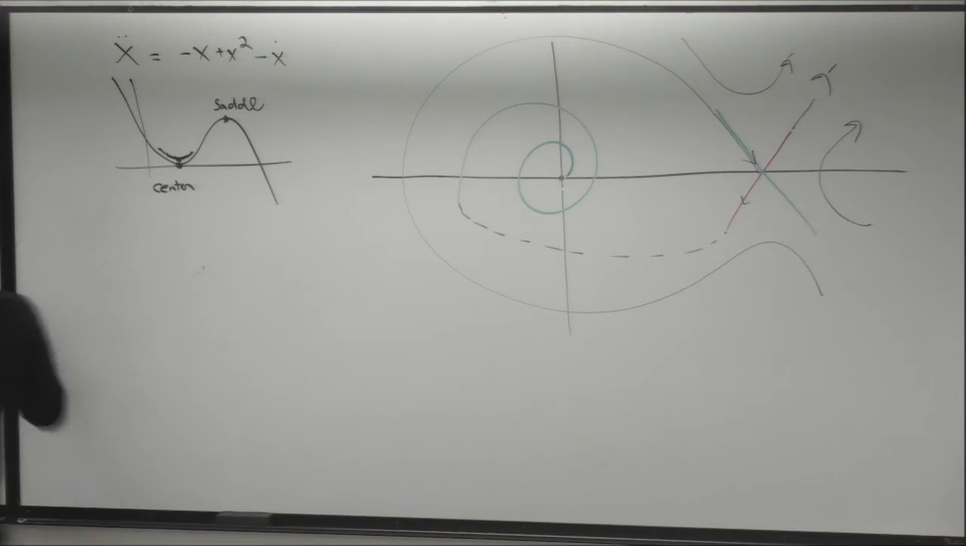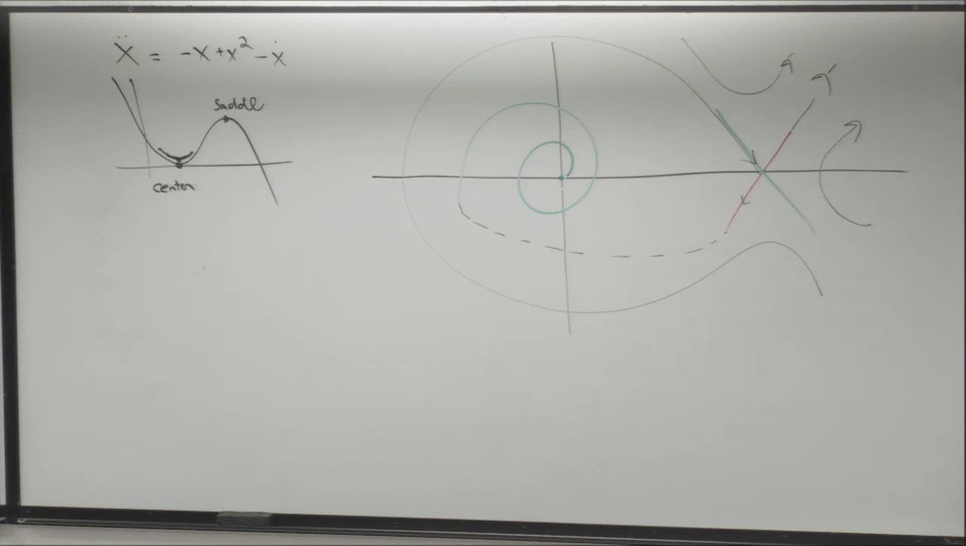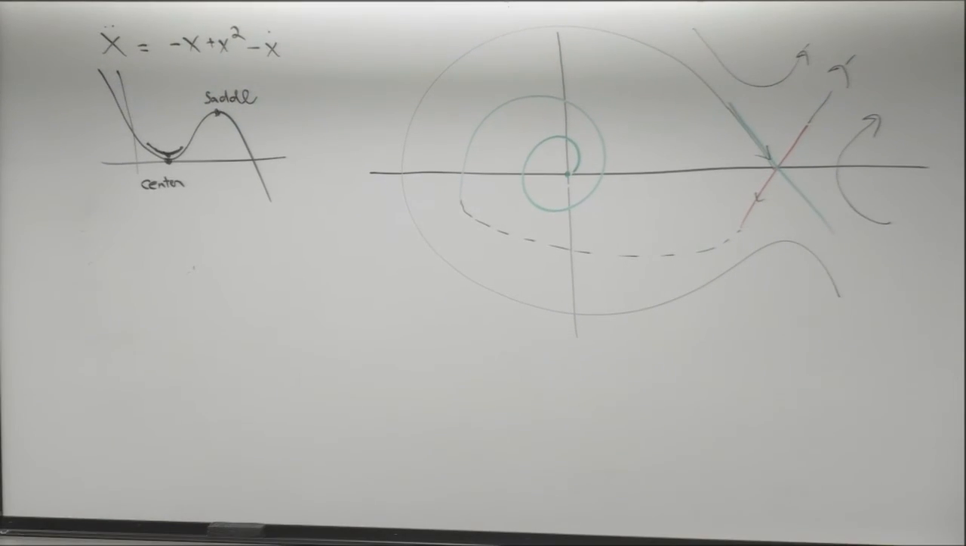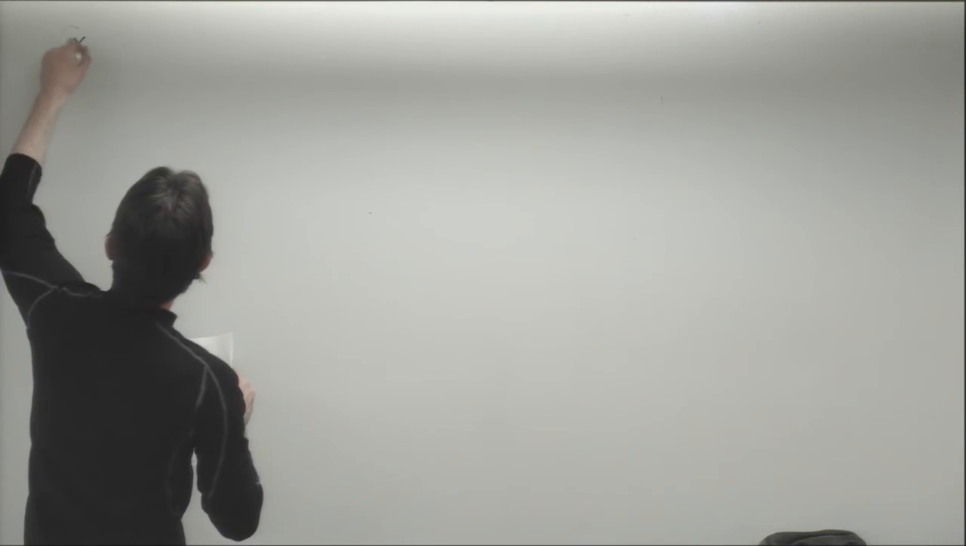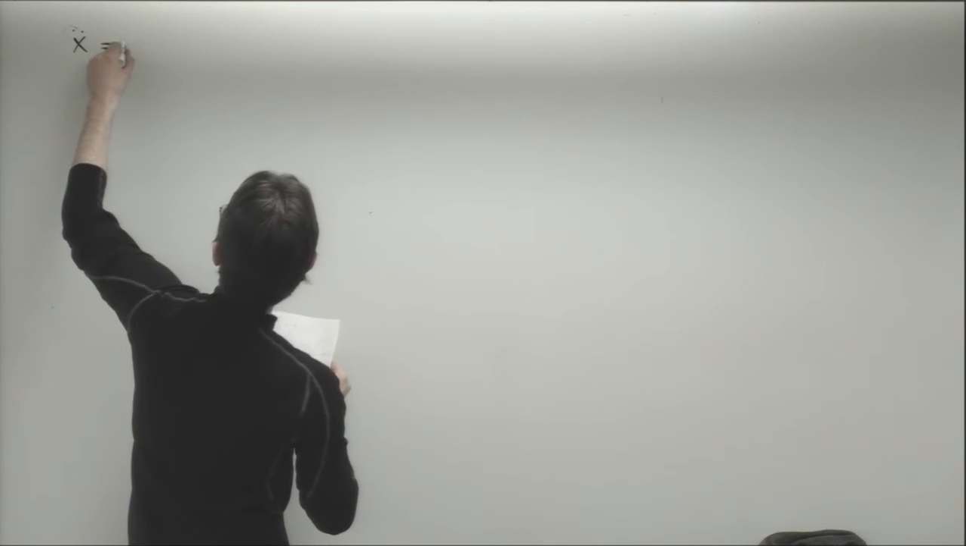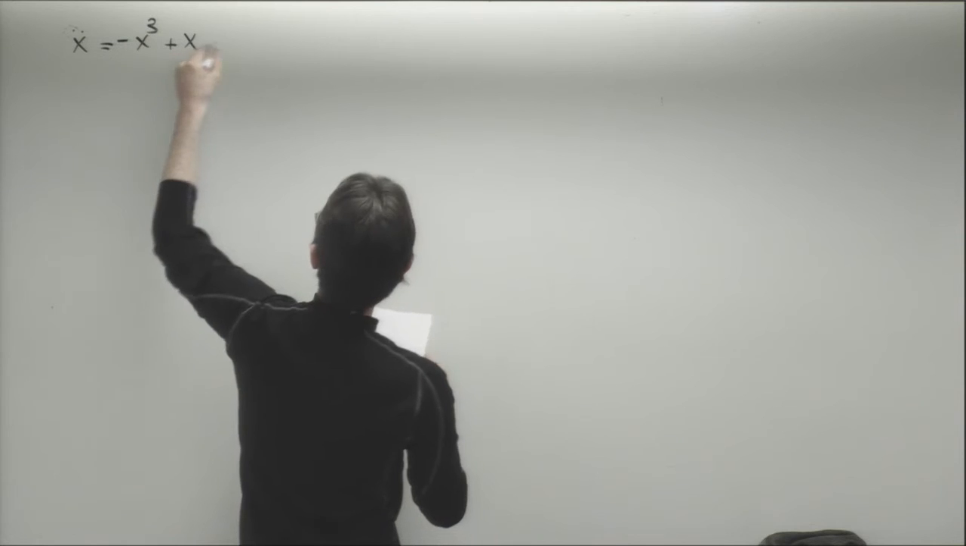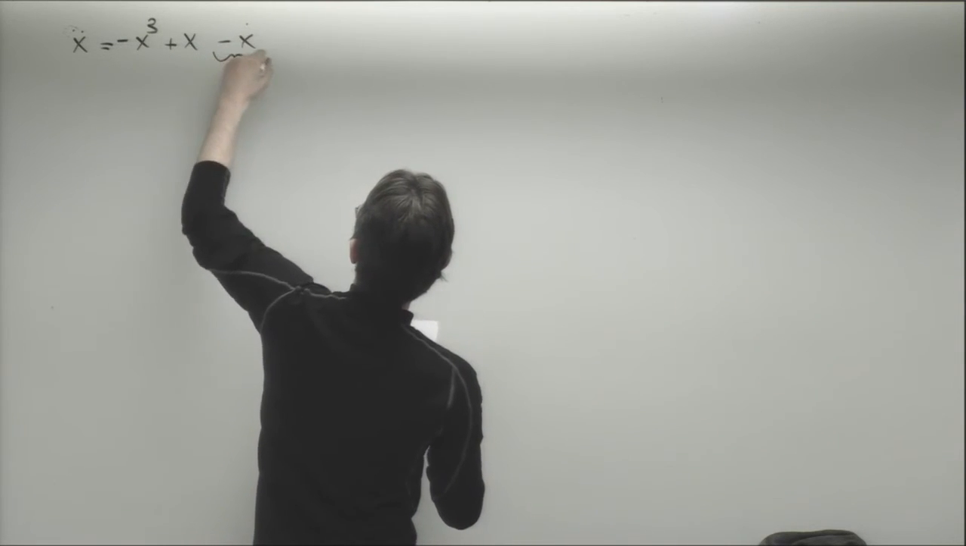Okay, for the last example, this one's kind of neat. This is my first favorite vector field, in 2D at least. I guess my favorite vector field in 3D is the three-body problem. Okay, so this one's really cool. So now we're going to have x double dot equals minus x cubed plus x, and then we'll have this optional damping.